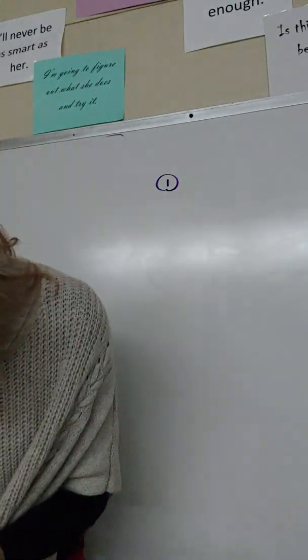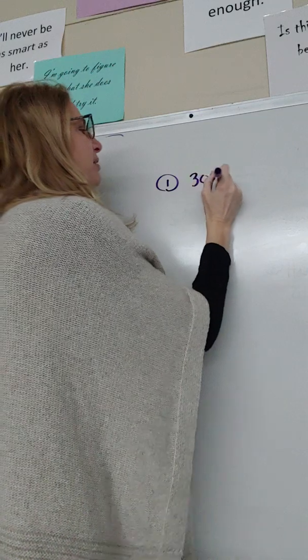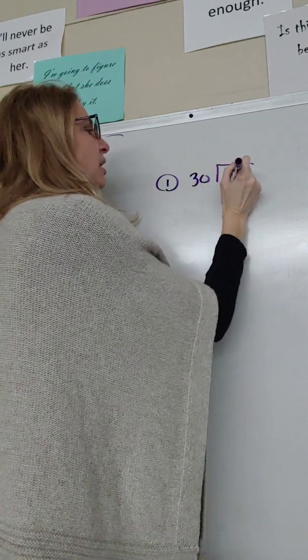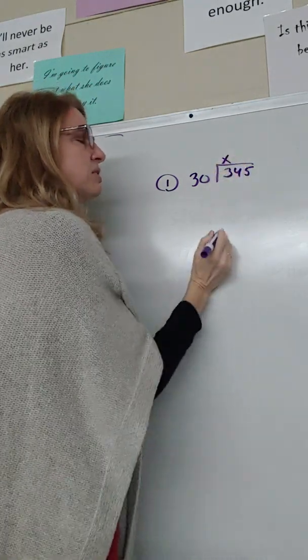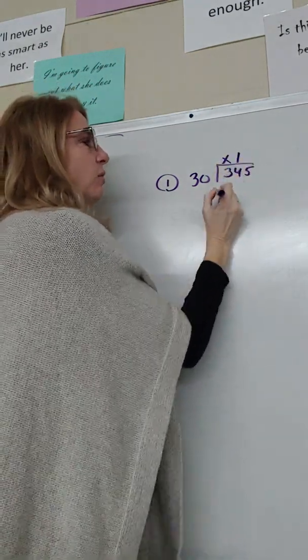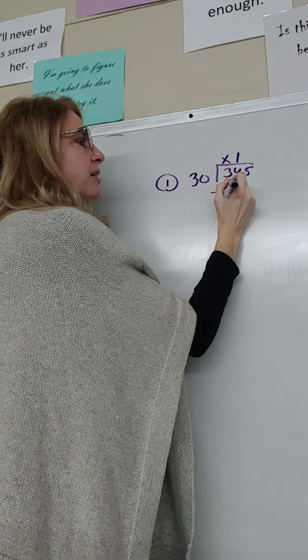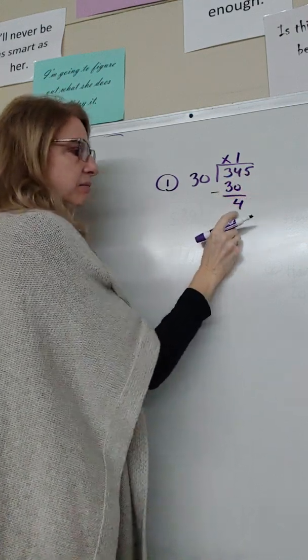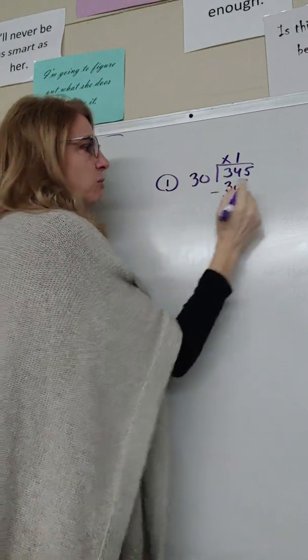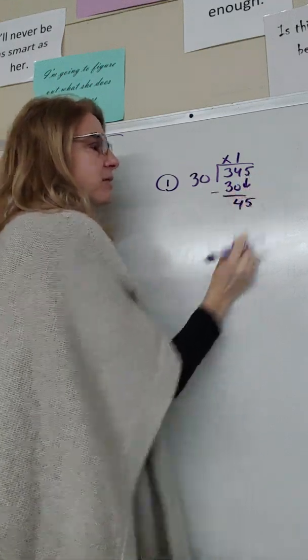All right, number 1 was 345 divided by 30. Okay, so 30 goes into 3 no times. 30 goes into 34 one time. I multiply. 30 times 1 is 30. Subtract. I get 4. I check. 4 is smaller than 30, so I can bring down the 5.